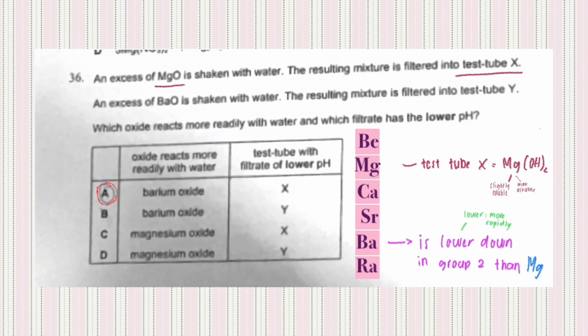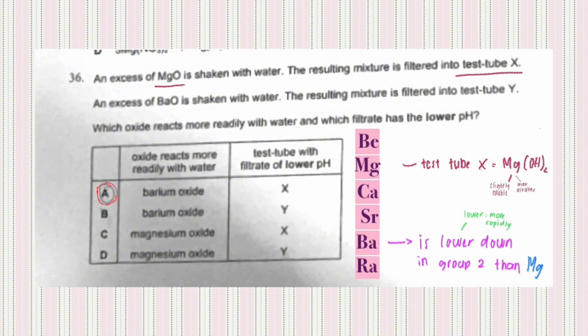36. An excess of MgO is shaken with water. The resulting mixture is filtered into test tube X. An excess of BaO is shaken with water. The resulting mixture is filtered into test tube Y. Which oxide reacts more readily with water, and which filtrate has the lower pH? First, which oxide reacts more readily with water.